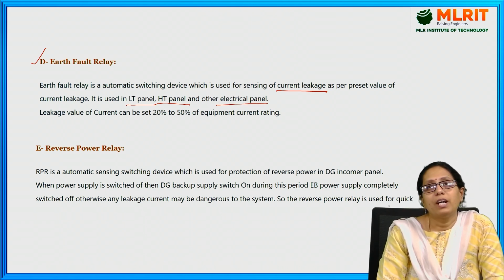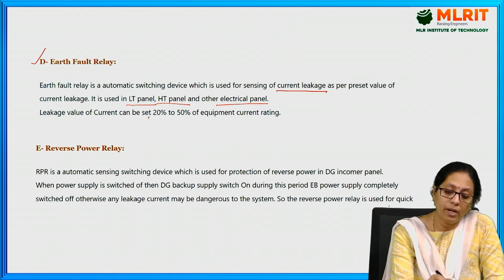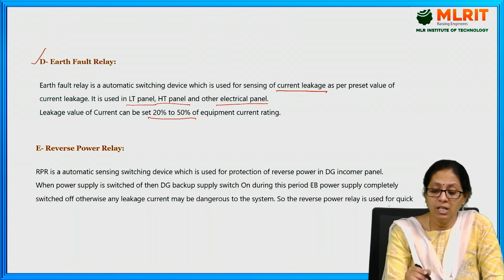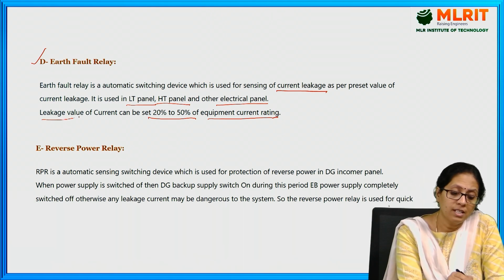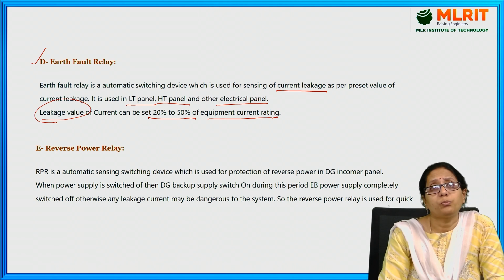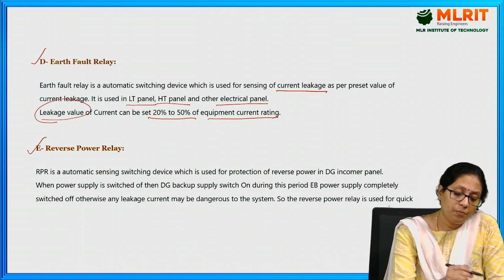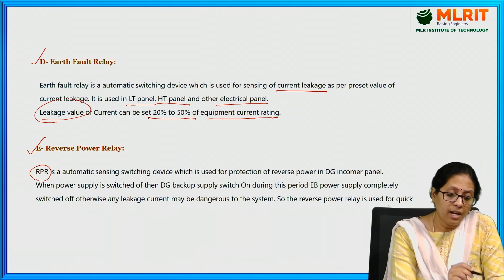The leakage value of current can be set at 20 to 50% of the equipment current rating. So, this depends upon the equipment current rating basically. Based on the current rating, 20 to 50% of the current, you will call it the leakage value of the current. Next one is reverse power relay, that is RPR.